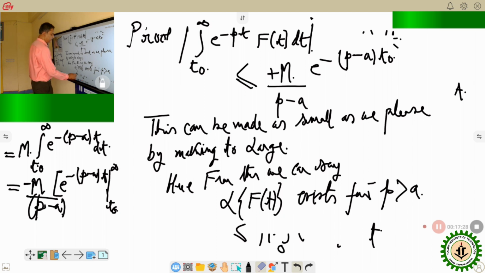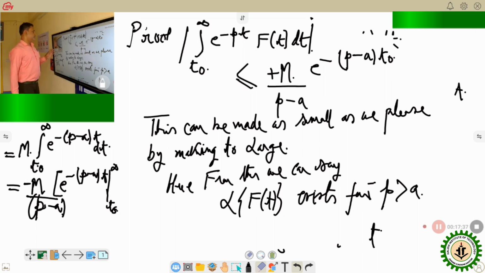This is all about the existence of Laplace transform, and I would also like to recap one fact here, that this is a sufficient condition and not a necessary condition. That means if there are functions which satisfy this condition, then it is quite obvious that the Laplace transform of that function will exist. But on the other hand, there are functions which will not satisfy this property, but still their Laplace transform exists.